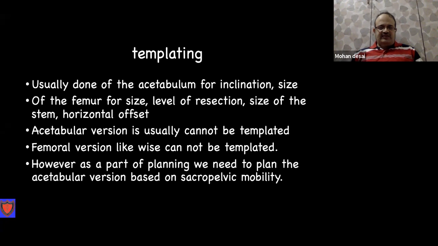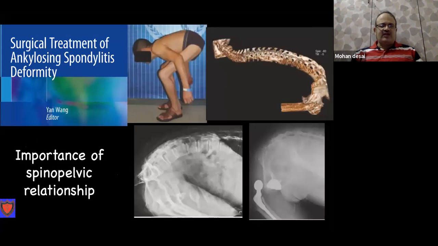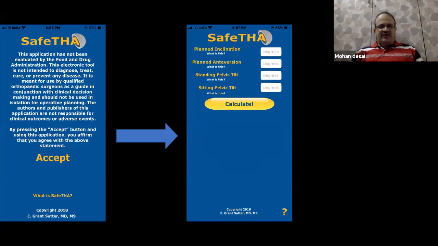So as a part of the planning, as regards the version, we need to see the sacropelvic mobility. So you need to take a lateral X-ray of the spine in sitting and in standing, especially in cases where you anticipate stiff spines, in ankylosing spondylitis or where spinal fusions have been done. For example, take an extreme case where there is ankylosing spondylitis and the spine is fused. There is no spinopelvic mobility, and if you do the hip, the hip can dislocate.